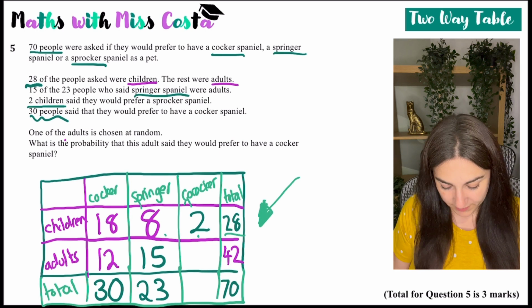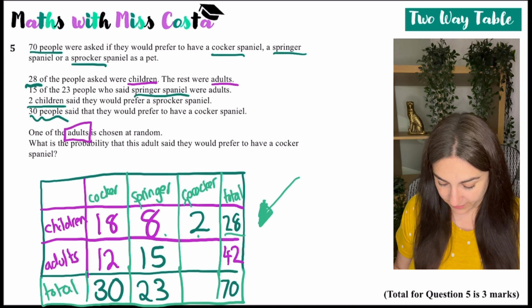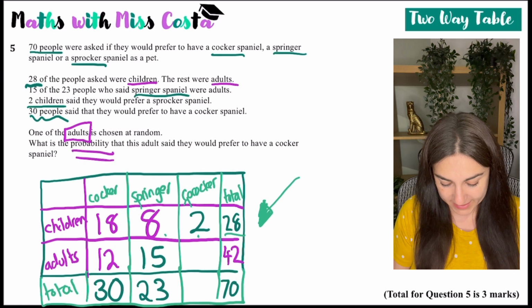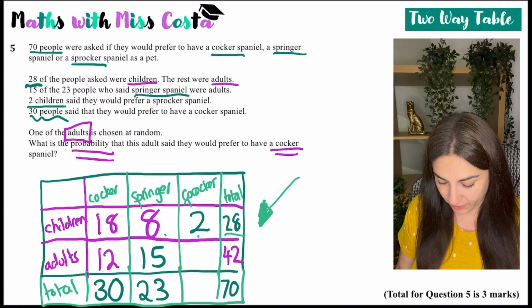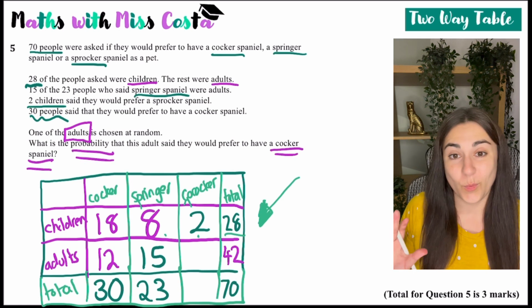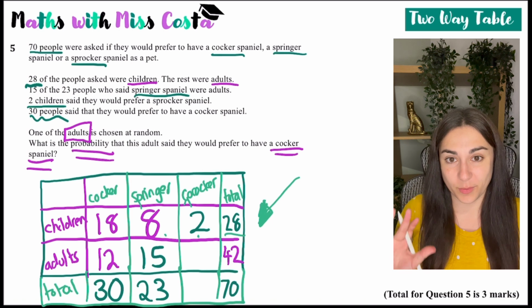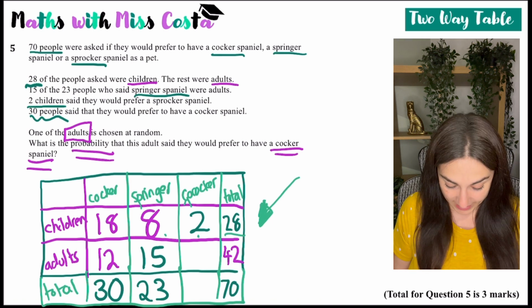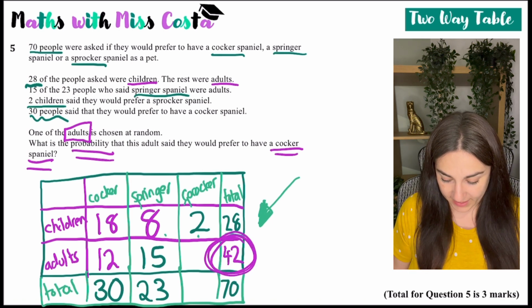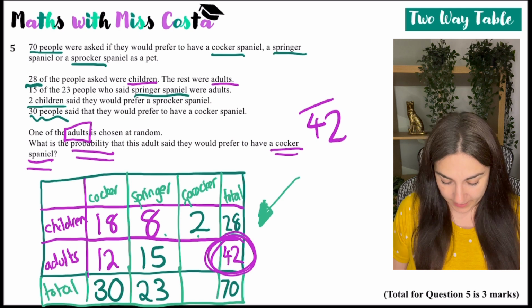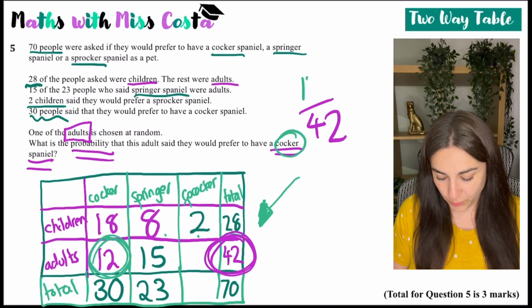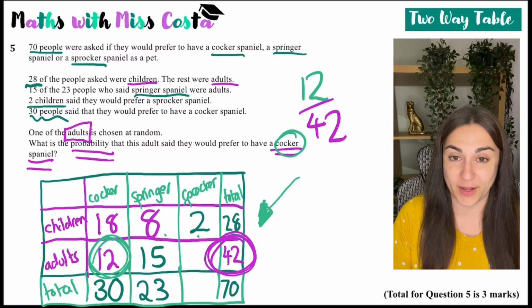The question says, one of the adults is chosen at random. What is the probability that this adult said that they would prefer to have a Cocker Spaniel? So one of the adults is chosen at random, so the probability is only going to be out of the total adults, and there's 42 adults in total. And then how many wanted a Cocker Spaniel? 12. So the probability would be 12 out of 42.